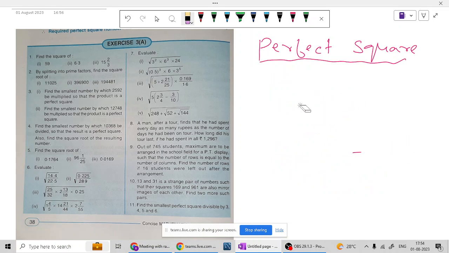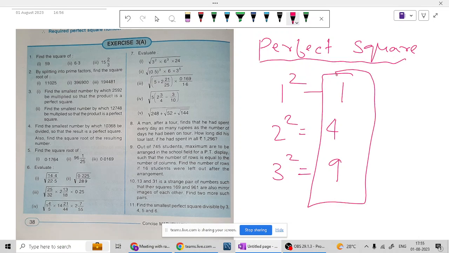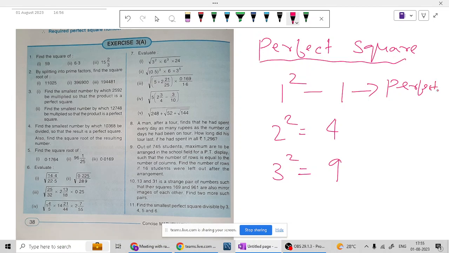Now look. When there are perfect squares, there should be the opposite too, non-perfect squares. Yesterday I told you all to memorize squares from 1 to 20, right? What's 1 square? 1. 2 square is 4. 3 square is 9. These are the answers we get after squaring. We call these perfect square numbers. When you take the square root, you shouldn't get any remainder.